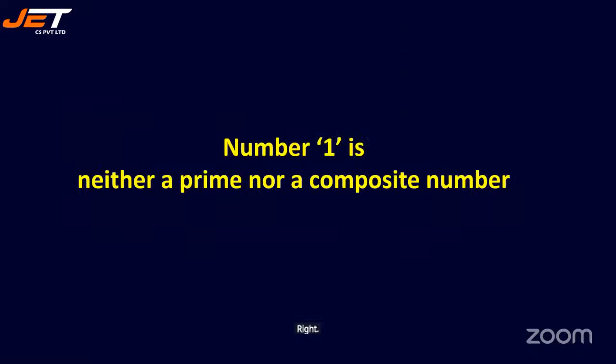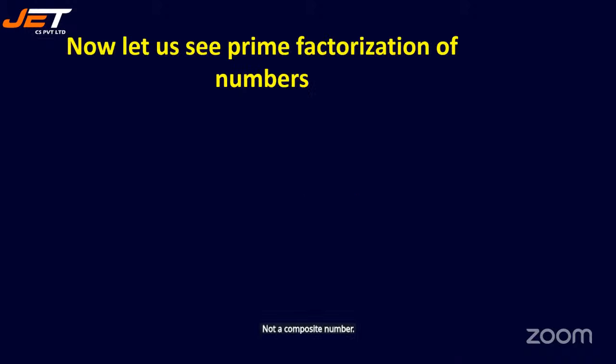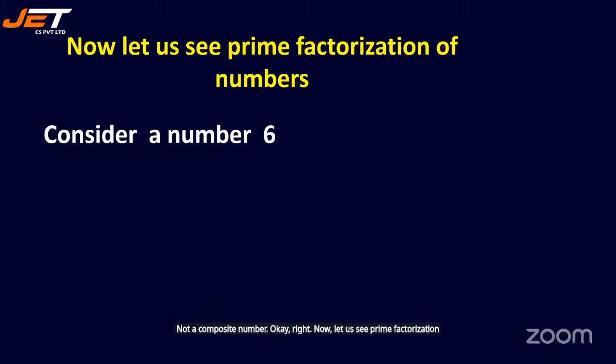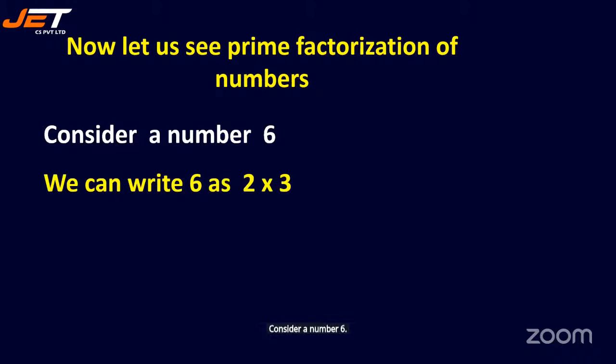Number 1 is neither a prime nor a composite number. But 2 is an even number, and it is a prime number. Now let us see prime factorization of numbers. Consider a number 6. So it is nothing but 2 into 3.